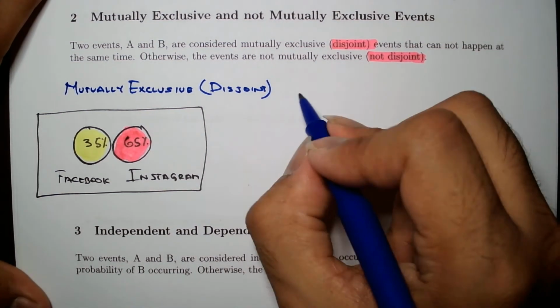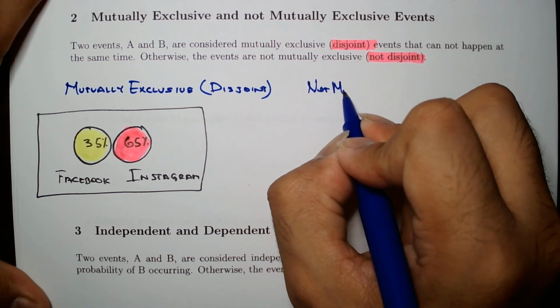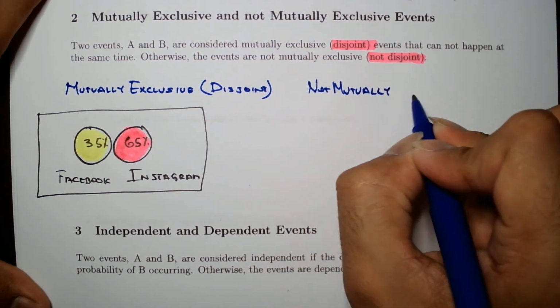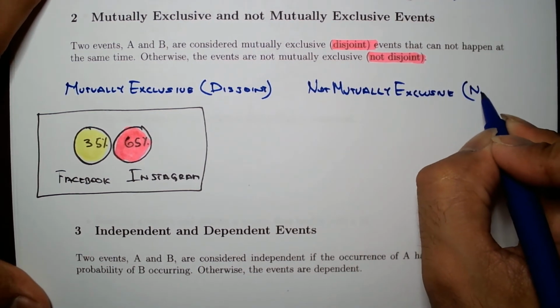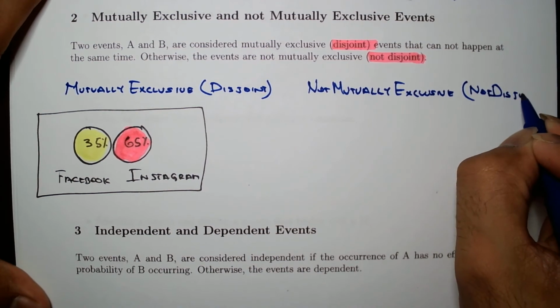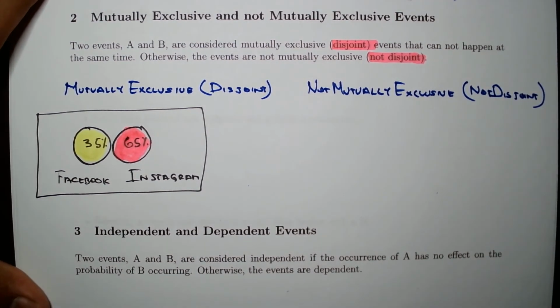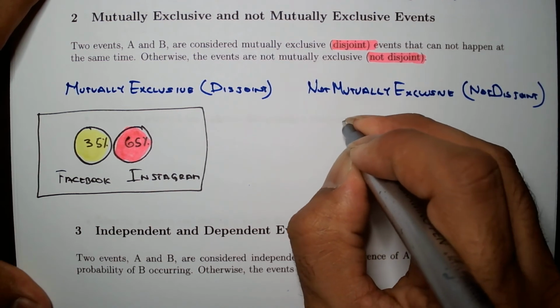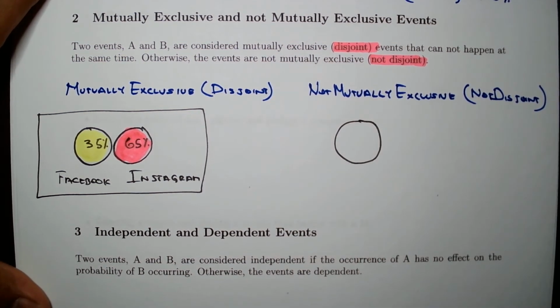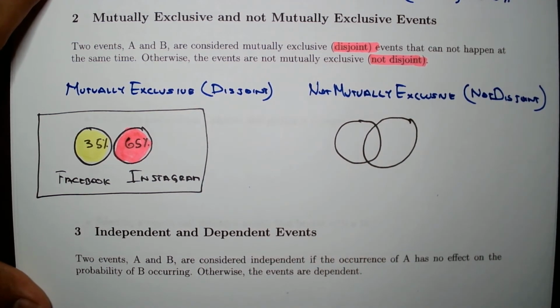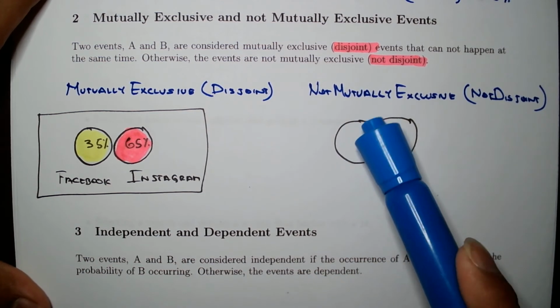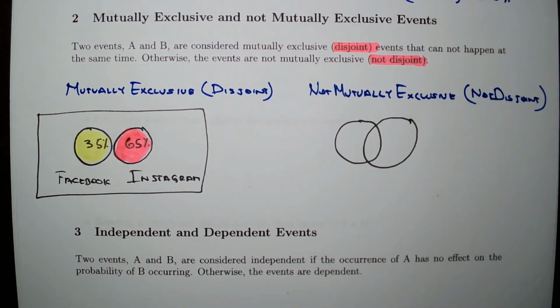In the other situation, not mutually exclusive, not disjoint. In this case, well, what are we going to have? We're going to have a situation. I'm not going to put numbers this time. So there's some people who have Facebook. Oh, there's the people that have Instagram. And then this union right here is the people who have both.